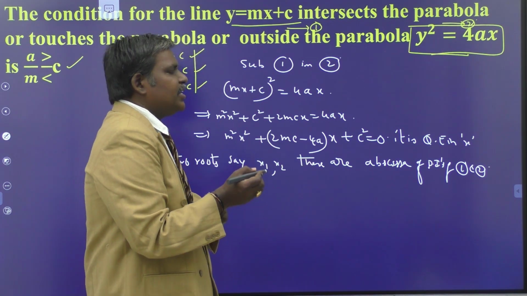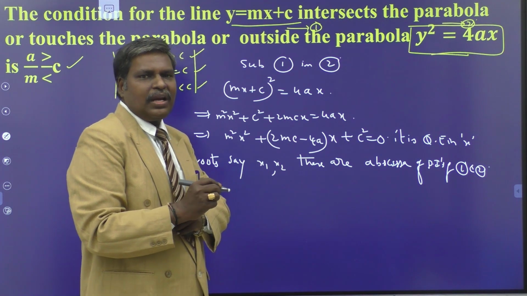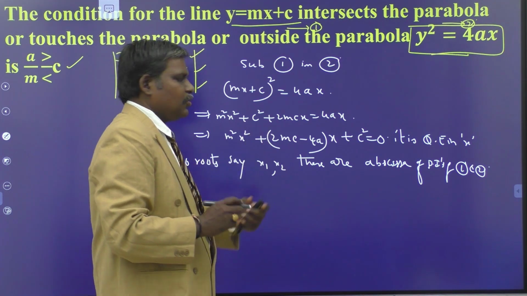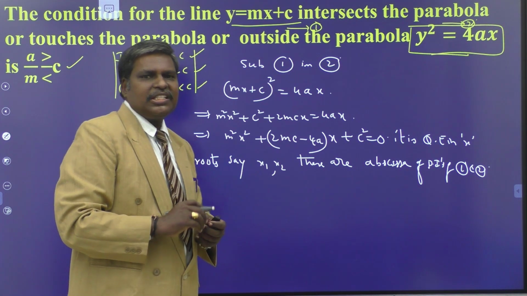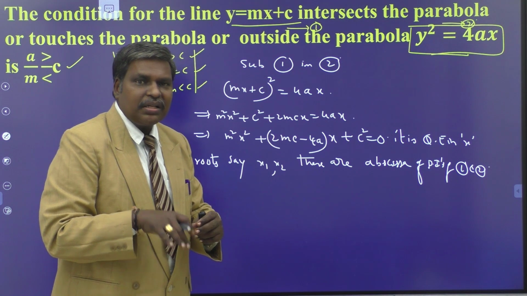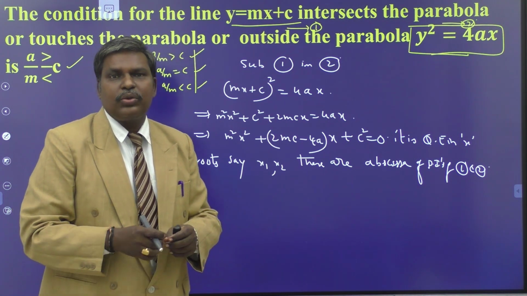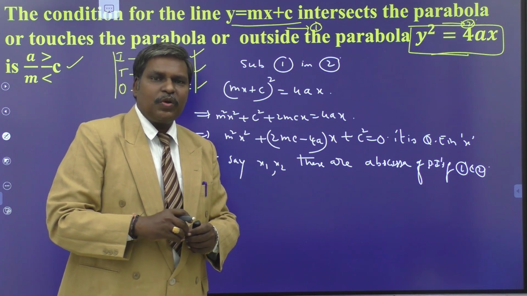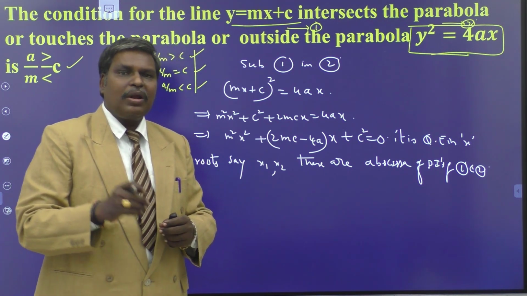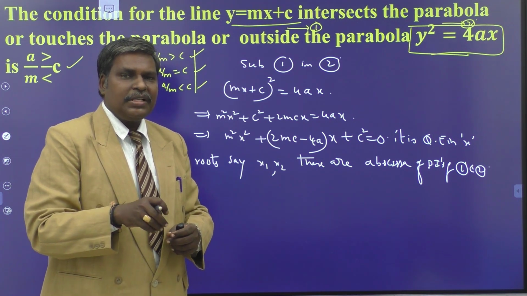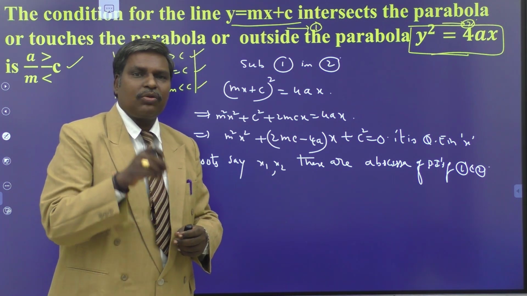These are real and distinct, or real and equal, or imaginary, according as the discriminant of the quadratic equation. If the discriminant is positive, the roots are real and distinct. That means what? The line intersects the parabola at two real and distinct points. If the roots are equal, that means what? The line touches the parabola at only one point, because the roots are real and coincident.